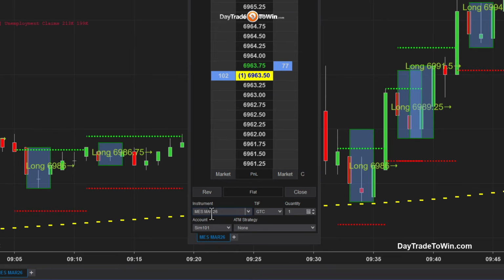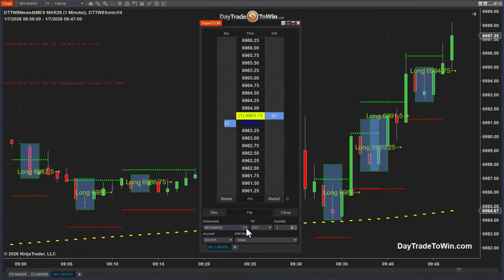I've made some mistakes in the past where I didn't realize that this was a different instrument, and I'm looking at the chart, I place an order, and it's the wrong market. It could be the E-mini instead of the micro, or it could be the NASDAQ instead of the E-mini. Number of contracts, just be careful. You really want to start off with one contract.